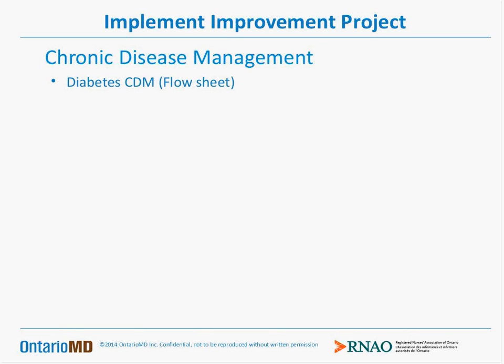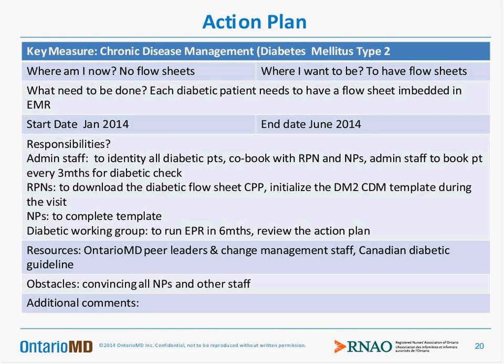As a group, we personalized goals to address 4 key measures out of the 25 key measures. And we chose to address chronic disease management first, specifically diabetes. In order to address the diabetes care in our team, we devised this action plan. It outlines our goal and helps us to stay focused on our goal and our progress. Each diabetic patient needs to have a flow sheet embedded in their CPP. We had a start and an end date. We had responsibilities of each member written. We assigned responsibilities from admin staff to NPs, RPNs, and we had a diabetic working group as well.